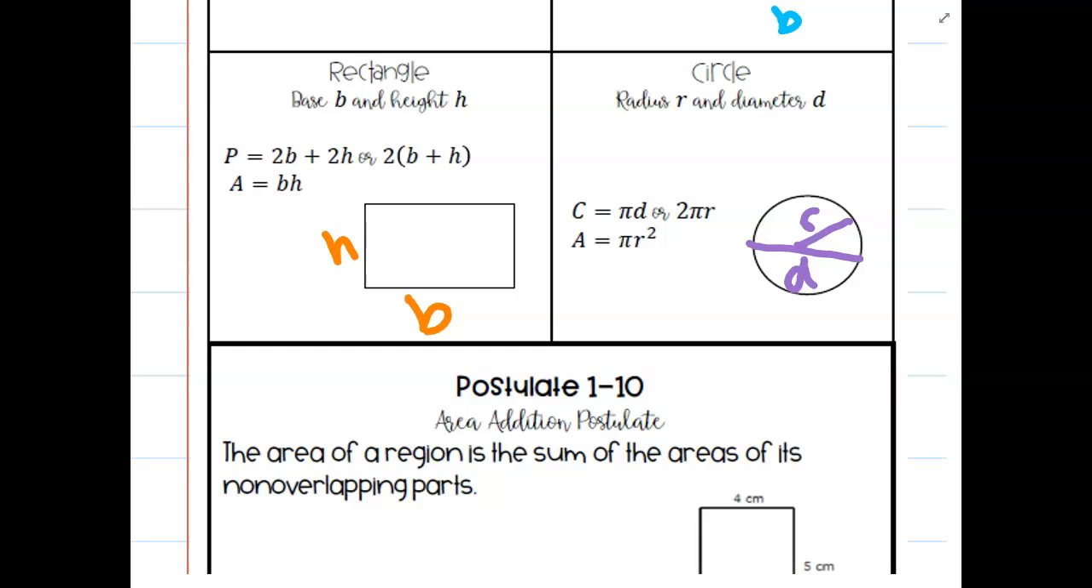For the area, you can take pi times r squared. So the area, you have to have the radius. For circumference, you can use radius or diameter, but for area, you have to have the radius.